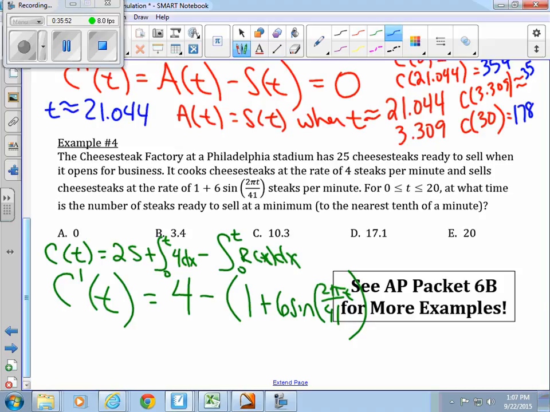So why do we keep the normal one? You're going to have to do the absolute minimum, right? You're going to have to find when is the number of steaks ready to sell a minimum. Now, you might can tell that just by looking at the derivatives, right? If you look at a nice derivative graph, thinking about area. So you might can tell that without actually doing a candidate's test. So you might not have to write the original function, but you do need to think about it.